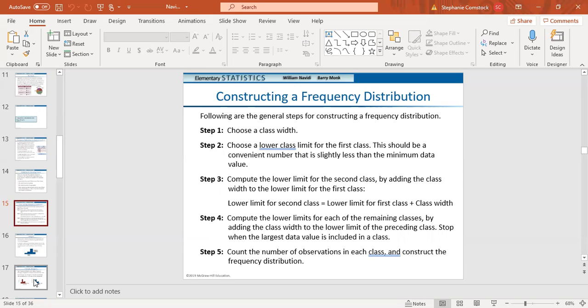That's fine. Then you're going to find all of your lower class limits and then get your upper class limits. Once you've created all your classes, then we're going to go through and construct our frequency distribution, okay?